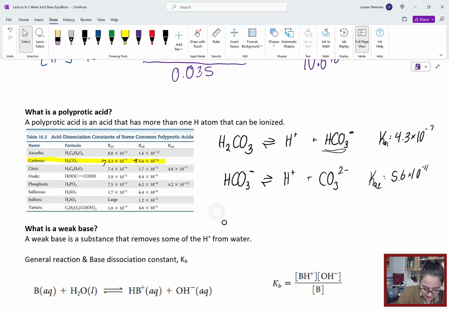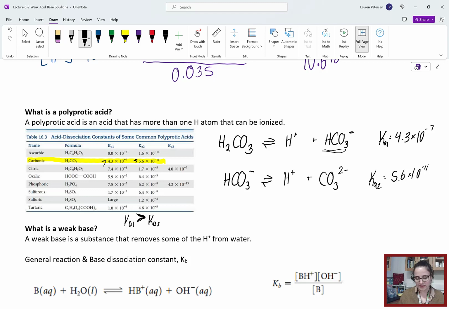Okay, the Ka1 is always going to be greater than Ka2 because it's the first one that gets removed. So it's going to be removed the most. It's the easiest one to remove. So it'll always be highest.